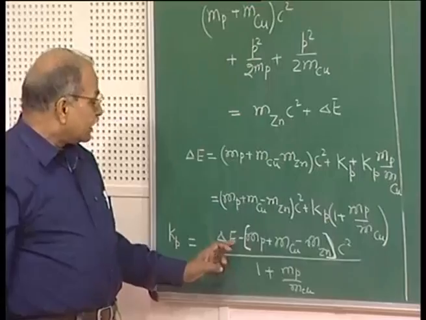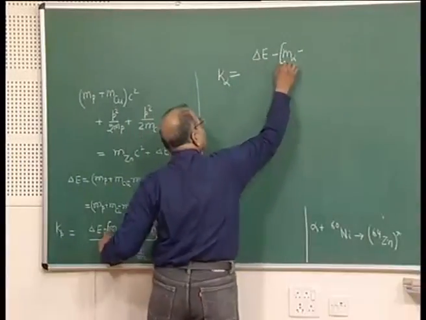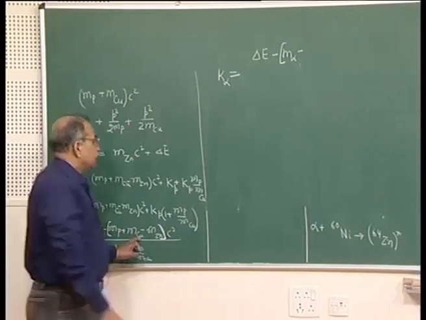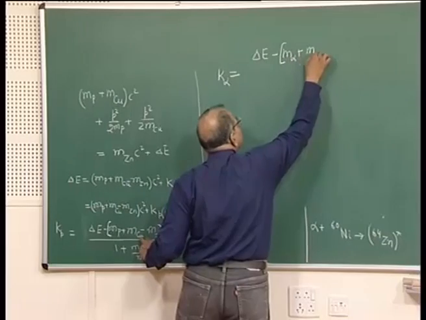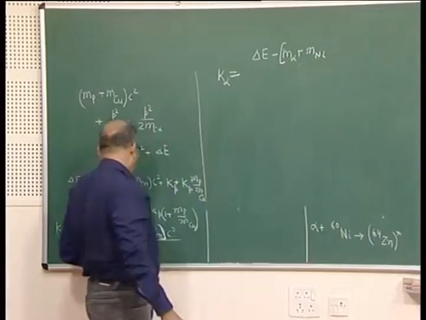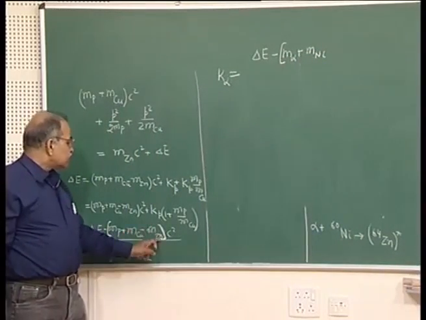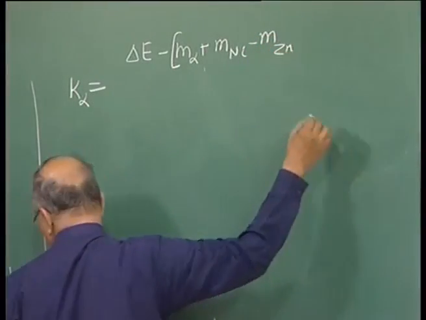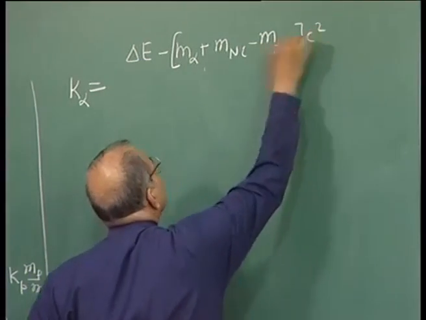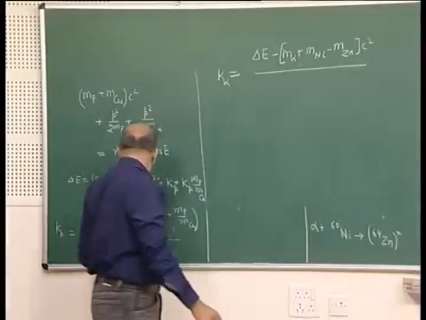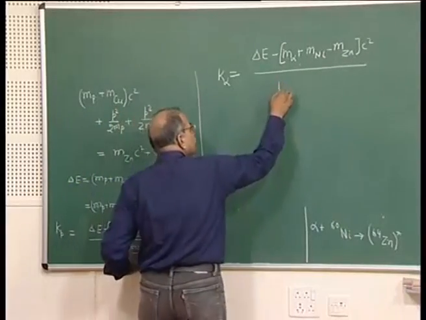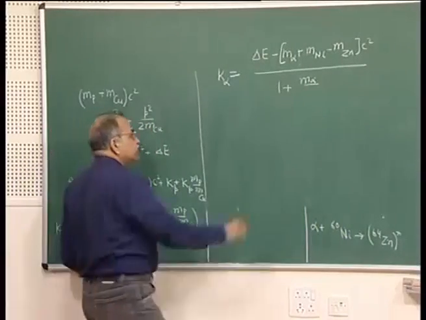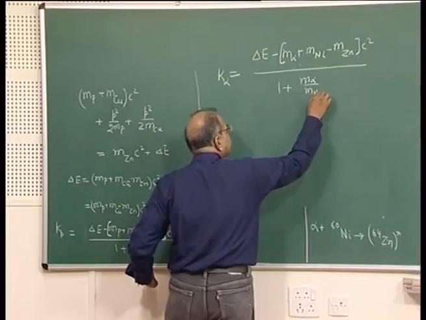So, it is delta E and then minus, put a bracket here, and this is M alpha plus Mcu. In place of that, it will be the mass of nickel 60, and then minus the mass of zinc, that will remain there. So, minus the mass of that zinc 64 times C square and then divided by 1 plus Mp, here it will be M alpha, divided by Mcu, here it will be M nickel.